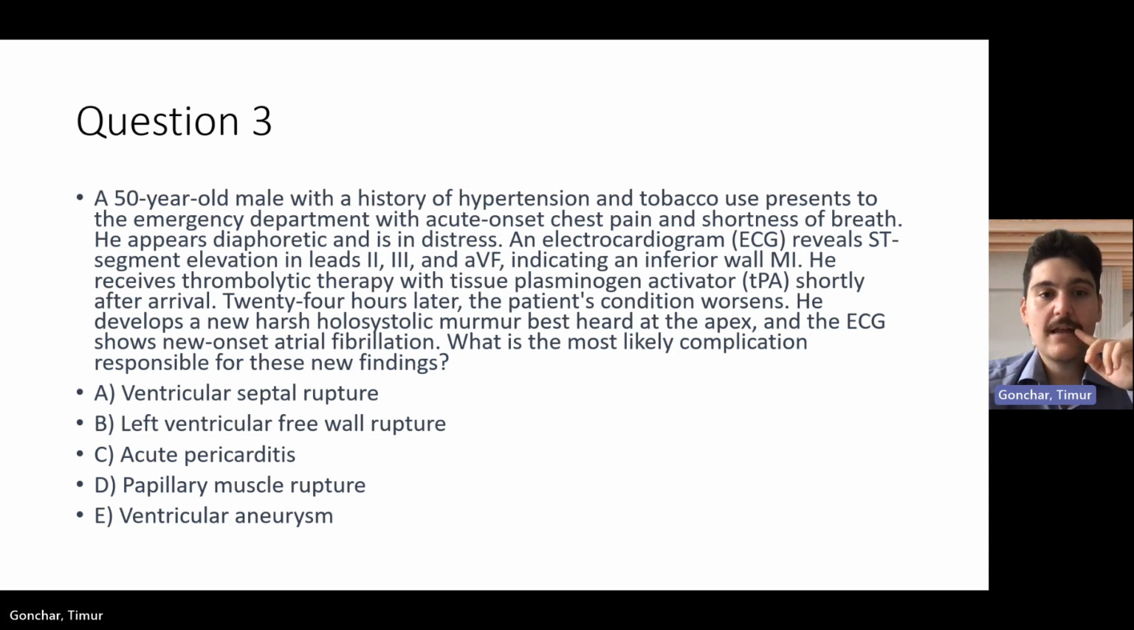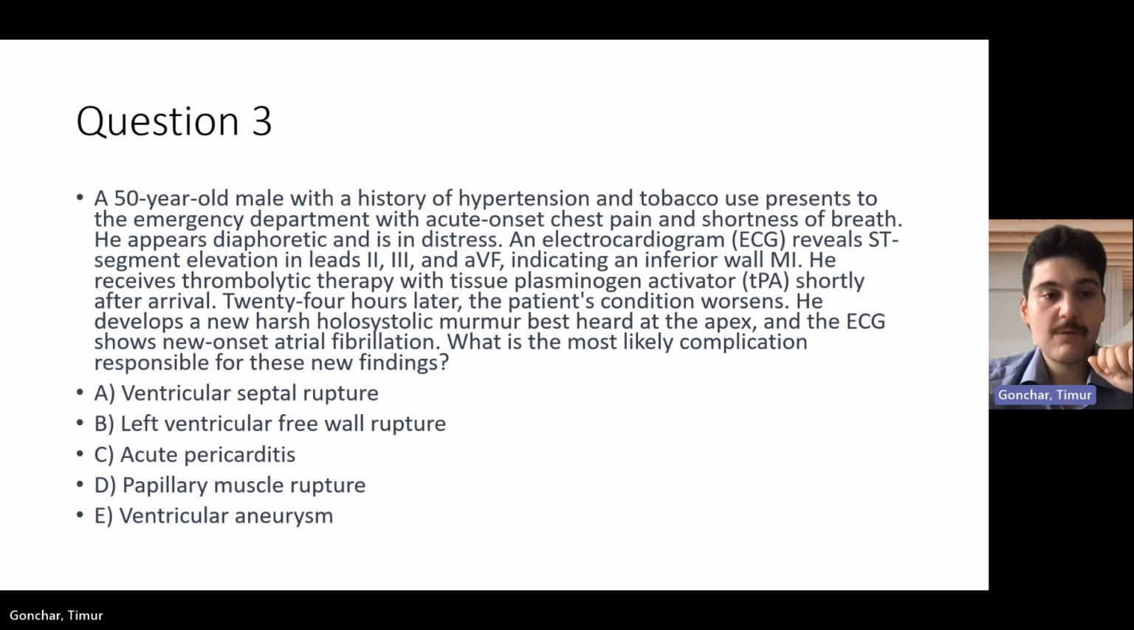Ventricular aneurysm. It wouldn't correspond with the timeline we've got here. 24 hours later, we've talked about that. Ventricular aneurysm would take months to form. That should make sense to you because you have to generate a lot of heart muscle to build something like that. That couldn't be the right option.